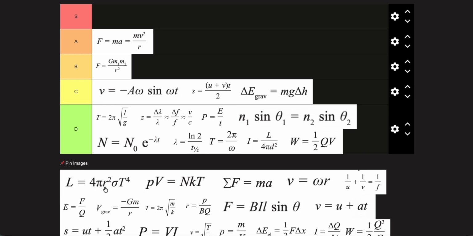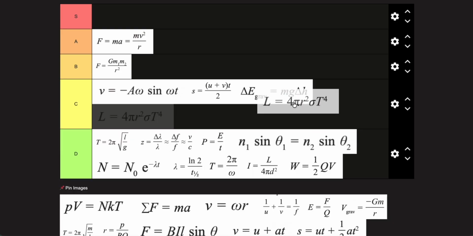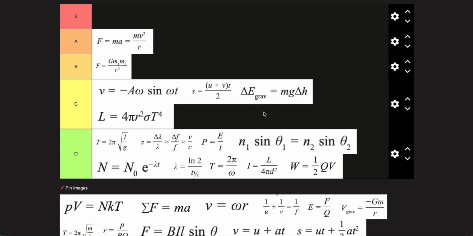Okay, now we have the luminosity of an object, usually stars. This is Stefan Boltzmann law. Let's put it tier D. It's kind of fascinating. You can figure out the luminosity of a star, and then you can figure out things about distant stellar objects. So it does have the wow factor. So I'm going to put it there.